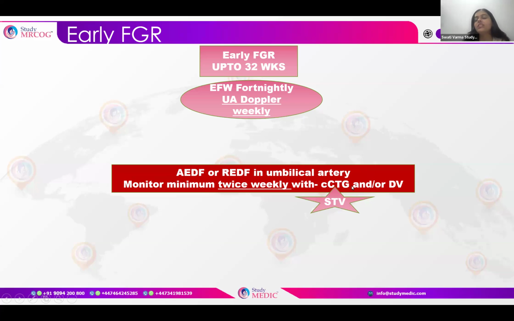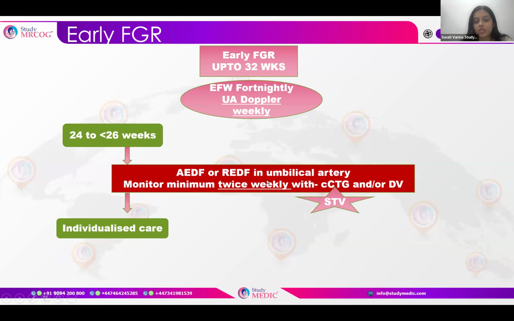In CCTG, that is computerized CTG, they are seeing short-term variability. STV is a parameter which is used to decide the timing of birth. Now, if these two features are there, you have to act according to gestational age. Between 24 to less than 26 weeks, if these things are happening, you have to take an individualized decision because viability is questionable.